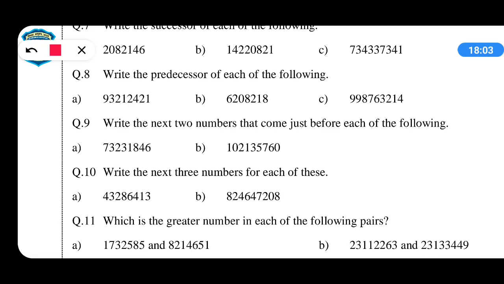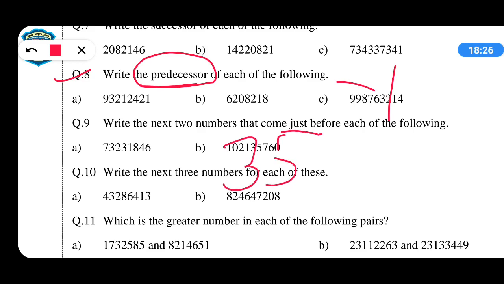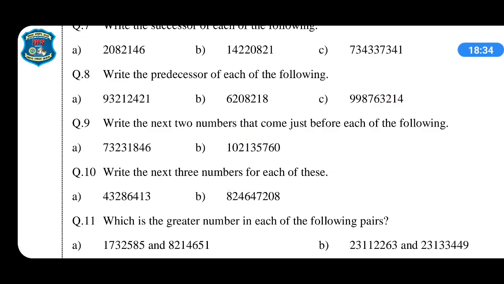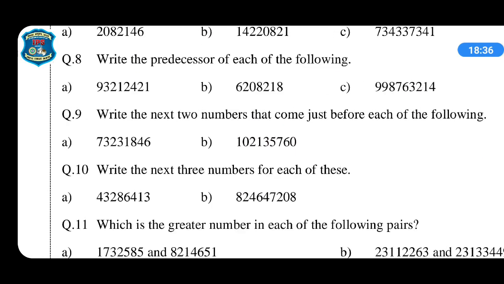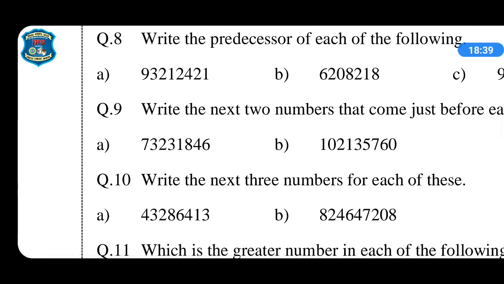Now let us see the question number 8. So see, the 8th question is, write the predecessor of each of the following. What is the meaning of predecessor? Just remember, predecessor means minus 1, right? What is the meaning? Minus 1. So if somebody asks what is the predecessor of 35, the predecessor of 35 will be 34, right? So you have to see the number, what number is given here, and you have to write the predecessor.